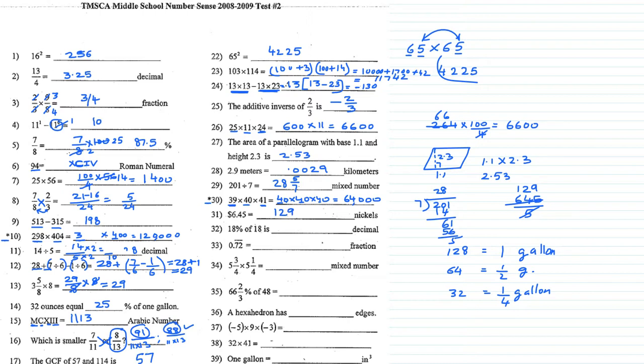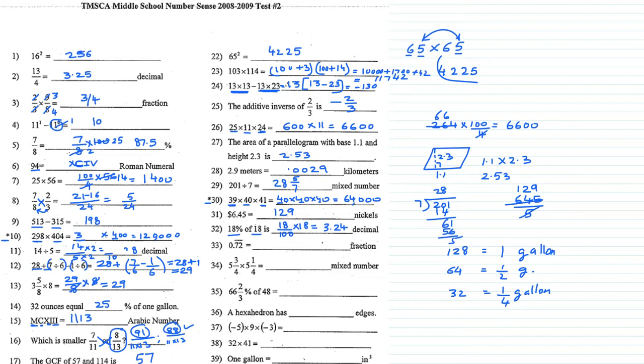Question 32, 18% of 18. Essentially this is 18 over 100 times 18. So 18 times 18 is 324, and that divided by 100 is 3.24. Once again, it is very important that you memorize the squares. So 18 times 18 is 324, and when we divide that by 100, we get 3.24.